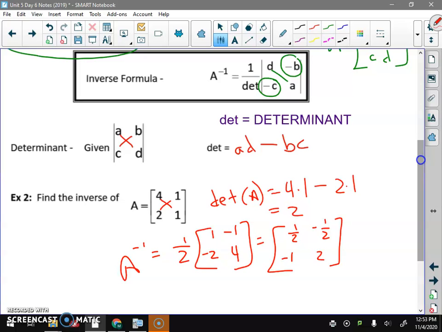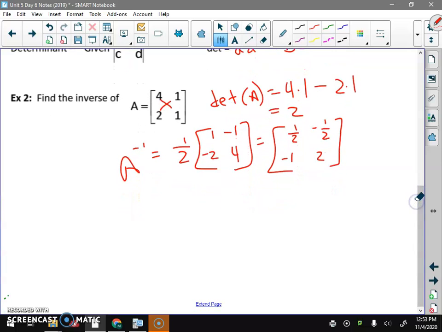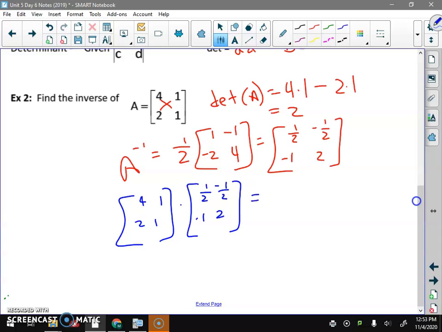That is A inverse. How can I verify that? I should be able to take this matrix, 4, 1, 2, 1, multiply by this matrix, a half, negative a half, negative 1, 2, and I should be able to multiply them together and get the identity. Let's see if that works. 4 times a half is 2. 1 times negative 1 is negative 1. 2 minus 1 is 1. 4 times negative a half is negative 2. 1 times 2 is 2.